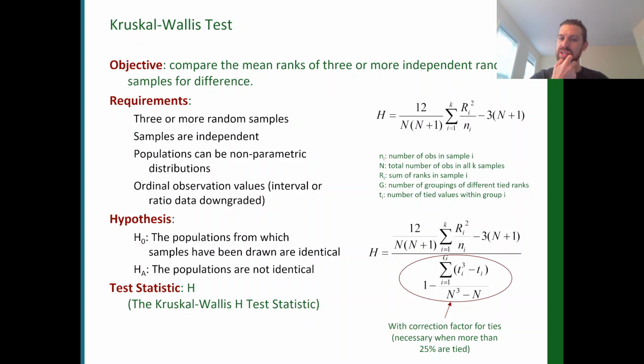And then what we're able to do to get this H is break this down into 3 different parts. So the first part is 12 divided by N, the total number of observations, multiplied by the total number of observations plus 1. That's the first part, which we then multiply by the sum, for all groups, of this Ri squared divided by Ni. So the Ri is the sum of the ranks squared in each sample divided by this Ni value, which is the number of observations. And then what we do here is subtract 3 multiplied by the number of observations plus 1. Okay, so it's 3 individual parts.